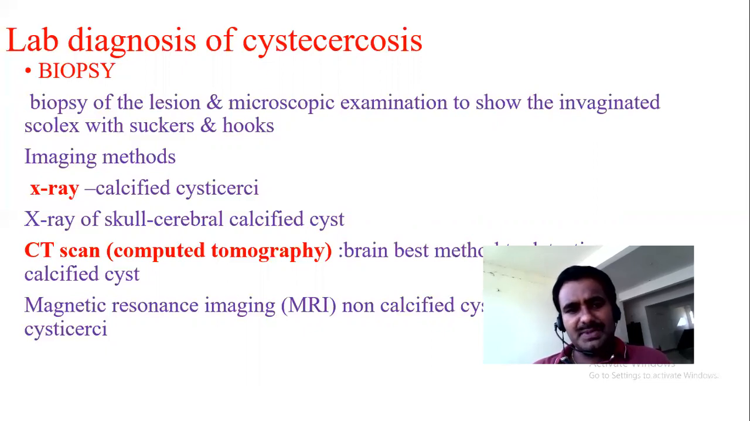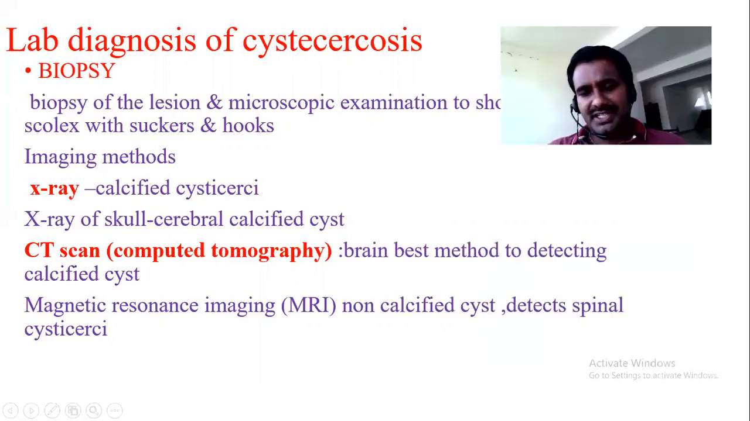So imaging methods. X-ray will show the calcified cysticerci. So X-ray of skull, cerebral calcified cyst. The first one is the X-ray. Next, CT scan. CT of the brain is the best method for detecting the calcified cyst.